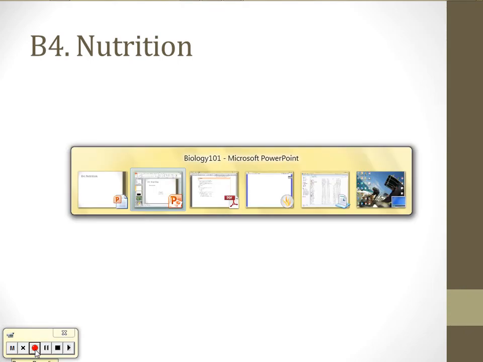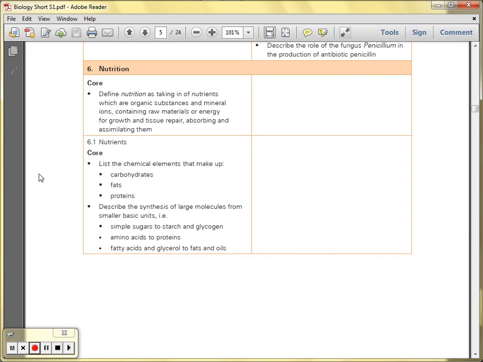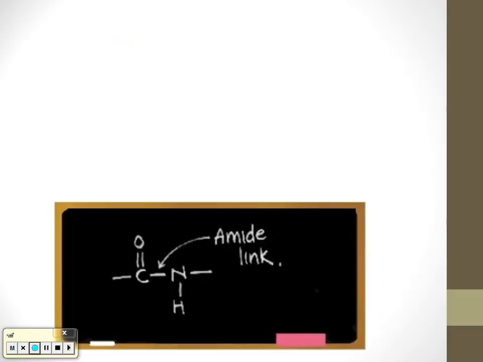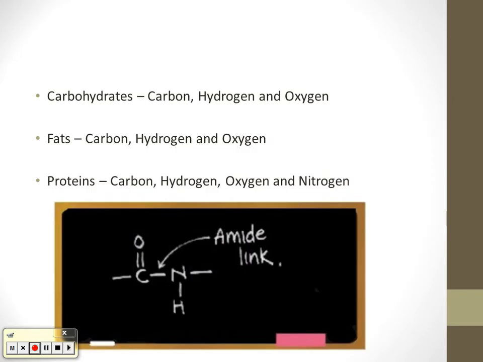Alright, so as per usual, you're going to make your notes in your book by copying down the bullet points from the syllabus, and then you're going to move on. So here we go. This is B6. Describe the elements that make up carbohydrates, fats, and proteins. When they say elements, they mean the things on the periodic table.